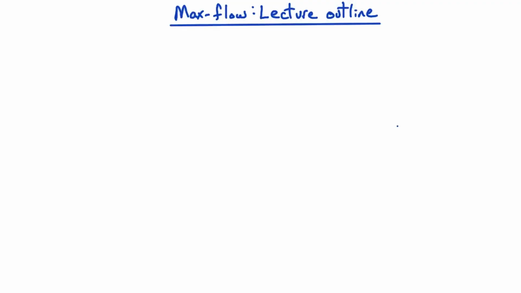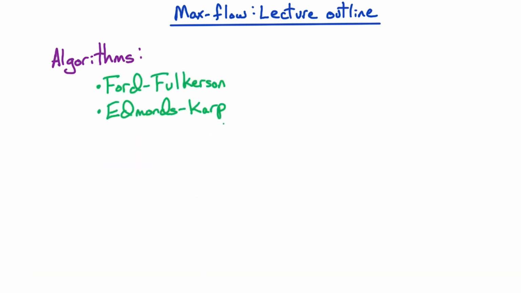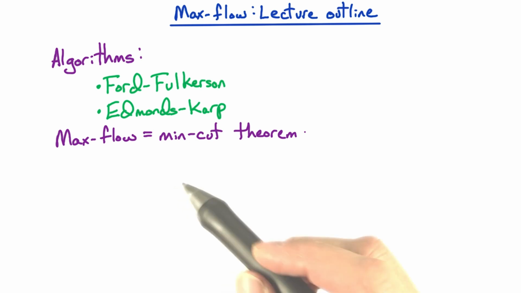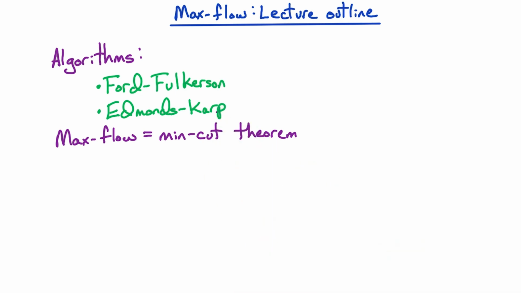This lesson is about the max flow problem. First, we'll focus on algorithms for solving the max flow problem. We'll start with the Ford-Fulkerson algorithm, and then we'll look at the Edmonds-Karp algorithm. Both of these algorithms are very simple, but the analysis of the running time of the Edmonds-Karp algorithm is a bit more involved. After that, we're going to look at the very beautiful and very important theorem known as the max flow equals min-cut theorem.